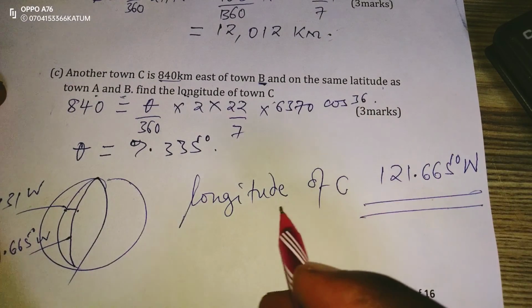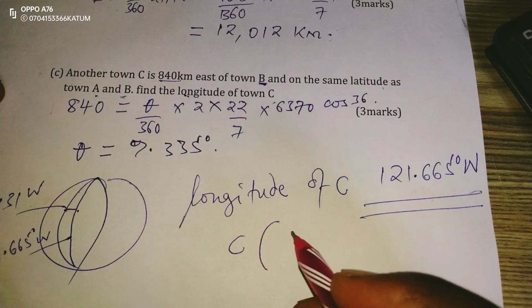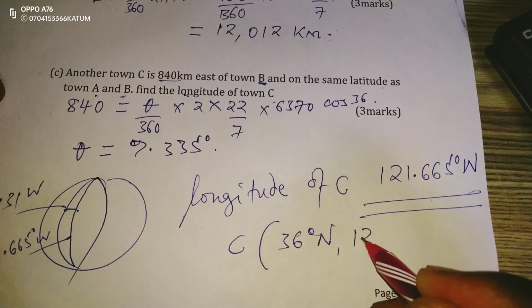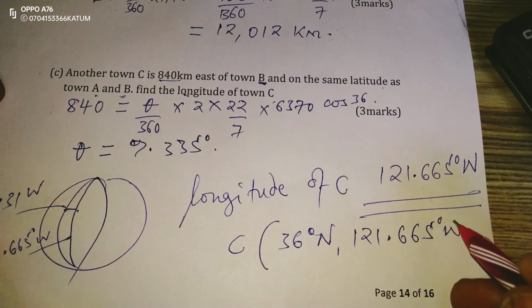If we had been told to indicate the coordinates of C, then C could have been written starting with the latitude, then the longitude, but it is not our concern according to this examiner.